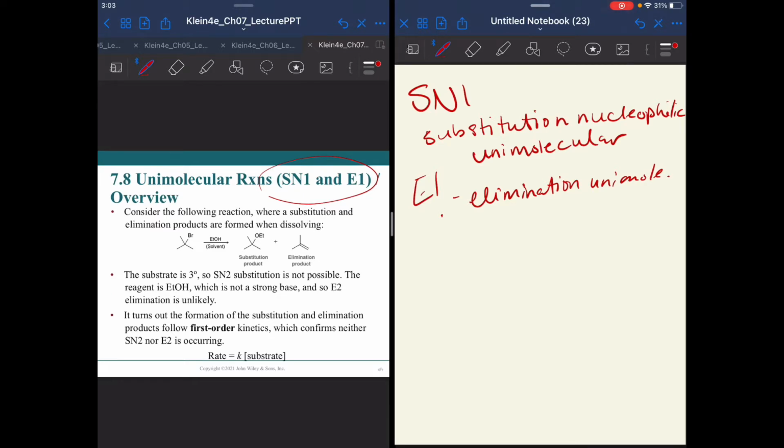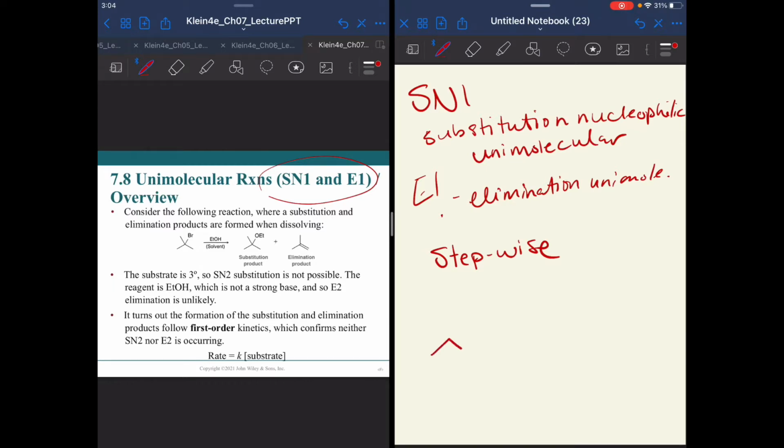Now, what does this mean? SN2 and E2 were concerted mechanisms, right? The bonds broke and the bonds formed at the same time, right? Nucleophilic attack plus loss of leaving group, or proton transfer plus loss of leaving group. So in this case, both of these are stepwise. The steps of the mechanism take place separately, and it results in a unimolecular rate law. So only one of the molecules is actually important to the rate of the reaction.